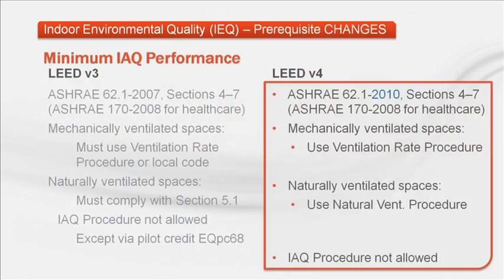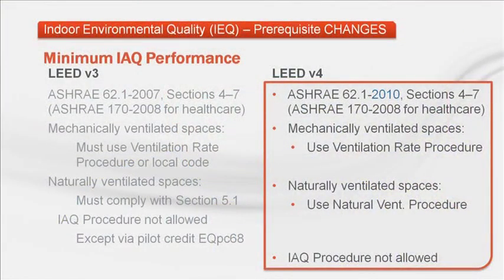The first major change to the minimum IEQ performance prerequisite is updating the reference to the 2010 version of Standard 62.1 instead of the 2007 version. As in the past, a project must meet all the requirements listed in sections 4 through 7, which means complying with more than just the ventilation rates. Now, LEED allows you to use either the ventilation rate procedure or the new natural ventilation procedure, but use of the IEQ procedure is not allowed.